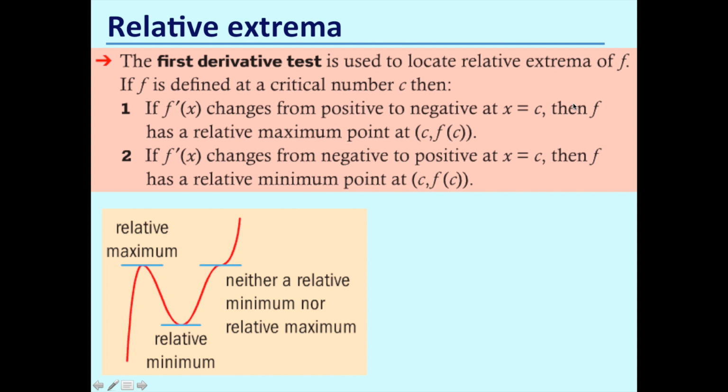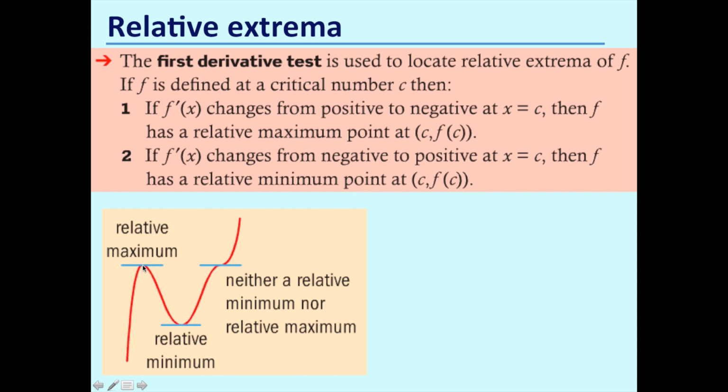So this is in essence called the first derivative test. If the derivative changes from positive or increasing to negative or decreasing, then we have a relative maximum at this point. Similarly, if it changed from negative to positive, then we would have a relative minimum at that point. And we can see this on this graph here.